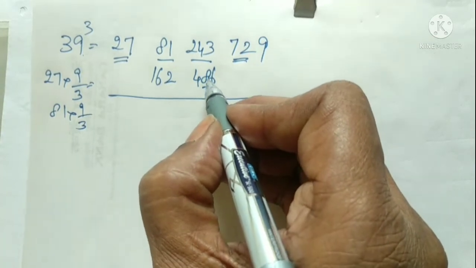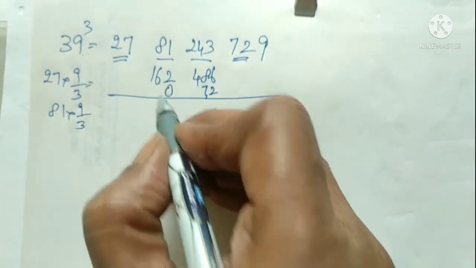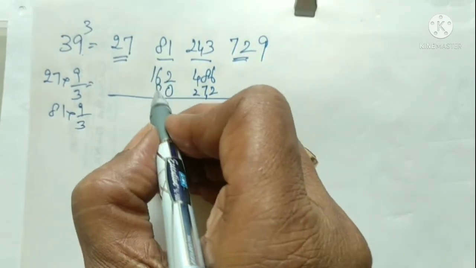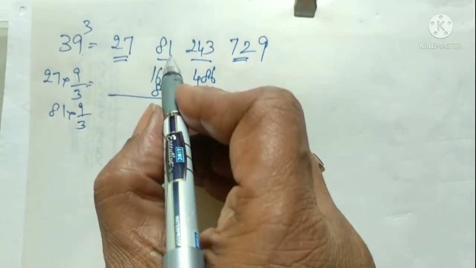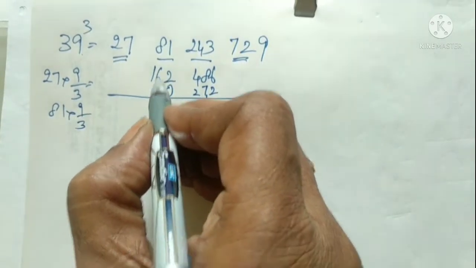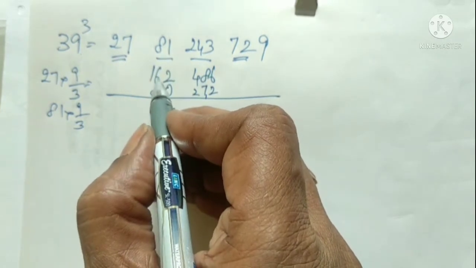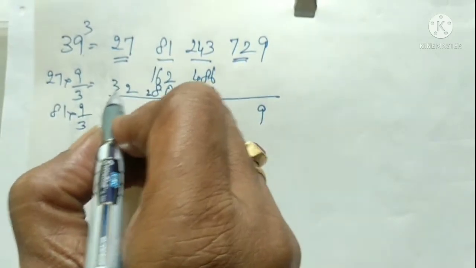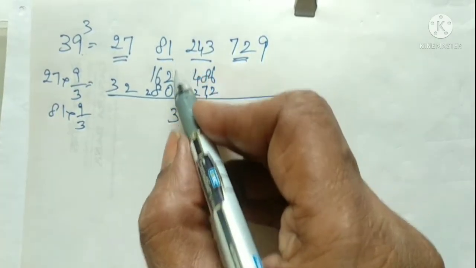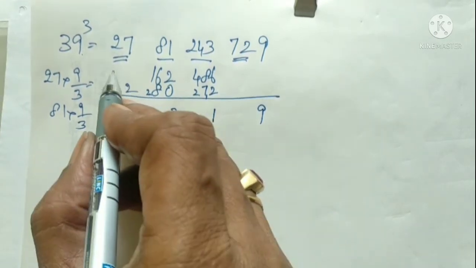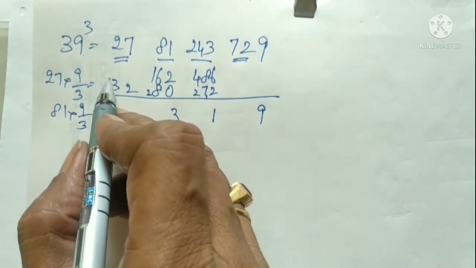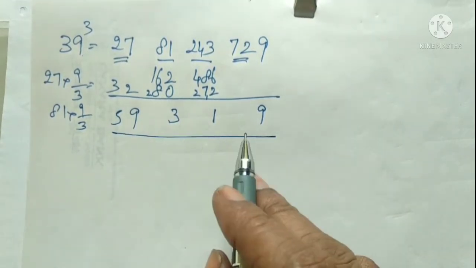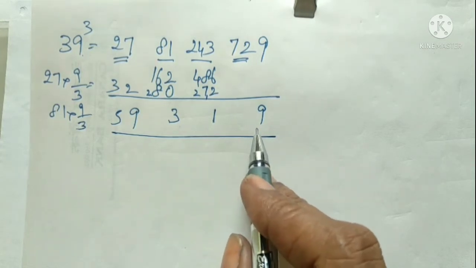Now 8, 16, 20. This is 8. Now 1 plus 2, 3. 8 plus 8, 16. 16 plus 2 is 22. 1 plus 2, 3. Means whatever we are adding here, only the units digit we have to take here, and the remaining we have to shift or transfer to the next place. Now the answer is 59319. Just simply you can verify this with the calculator.